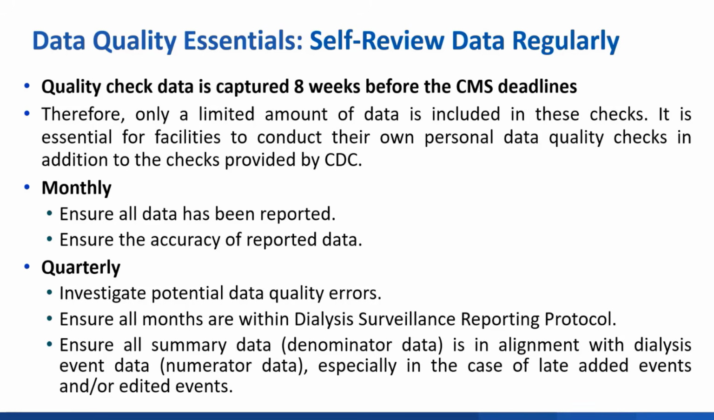We recommend that on a monthly basis, you ensure all data has been reported and ensure the accuracy of that reported data. We suggest on a quarterly basis that you investigate potential data quality errors and that you ensure all months are within dialysis surveillance reporting protocol and ensure all summary data, which is denominator data, is in alignment with dialysis event data, which is numerator data, especially in the case of late added events and/or edited events.